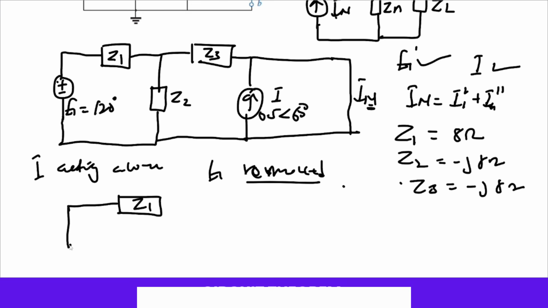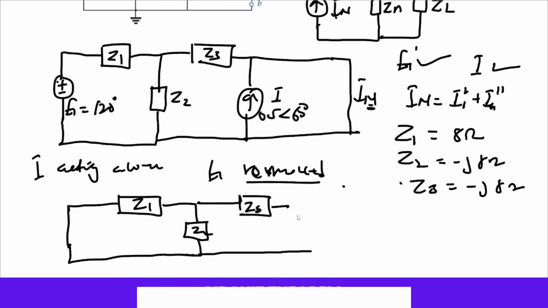So we have our Z1 here, and then we have the value of Z2 here. And then what again? We have Z3 active in the system, and then finally we have the value of I. Sorry, let me draw it better. We have I here like this, and then I is 0.5 angle of 60, and then we are going to determine the value of IN here, right? Now this is so easy.